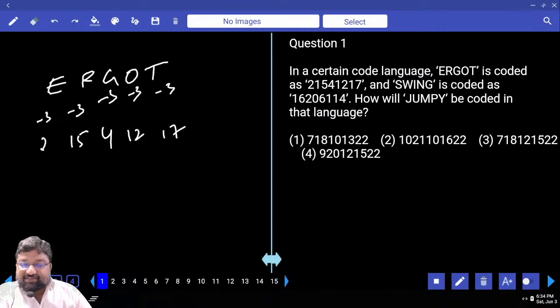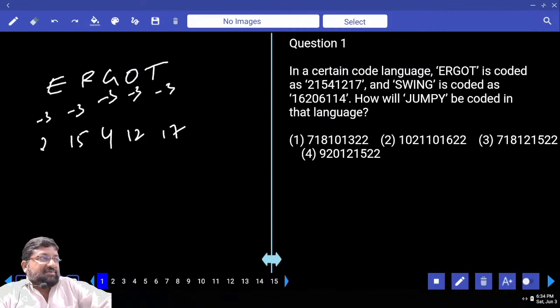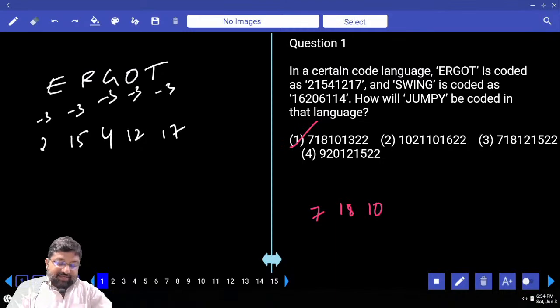S is 19, minus 3, 16. 23 minus 3, 20. 9 minus 3, 6. 14 minus 3, 11. 7 minus 3, 4. Absolutely okay with it. What is JUMPY? How much is J? Come on, how much is J? 10 minus 3, 7. 21 minus 3, 18. 13 minus 3, 10. So 7, 18, 10. How many options match? Only one option. What's that? First option. Did I get my answer?